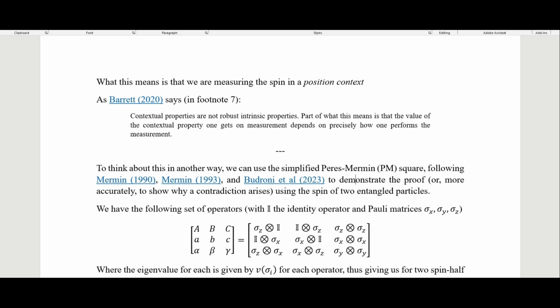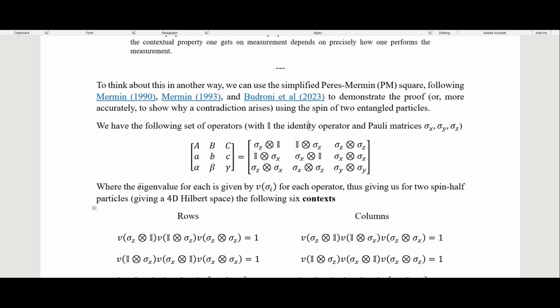We have the following set of operators. This right here is just the identity operator and the Pauli matrices, sigma x, sigma y, and sigma z, the Pauli matrices for the x, y, and z directions of spin, where the eigenvalue of each is given by this. This is just the eigenvalue v, a mapping to the eigenvalue for each operator, thus giving us, for two spin half particles, each of which can be up or down, a four-dimensional Hilbert space.